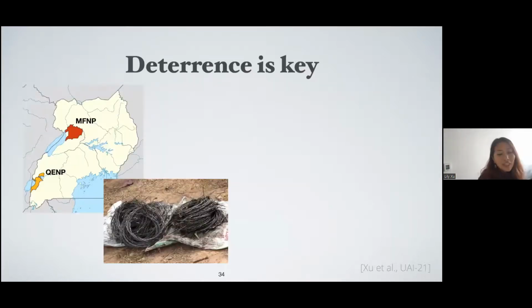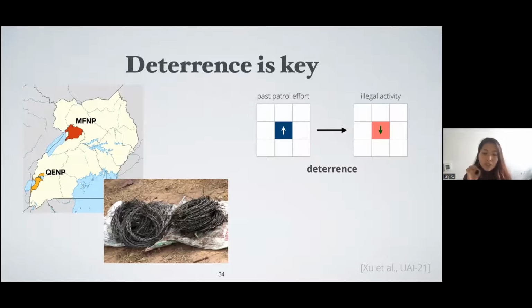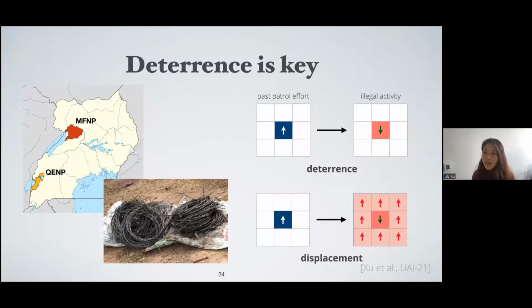And by analyzing real data that we have from Murchison Falls and Queen Elizabeth National Park in Uganda, we observe two phenomena. So first is a deterrence effect, in which as we exert more patrol effort in one region in the park, the probability of illegal activity in that region goes down in the next month. But additionally, there's a displacement effect where as we patrol more in one region, the probability of illegal activity in the adjacent regions actually goes up. So this indicates that poachers are deterred, but then they're also displaced to neighboring areas.